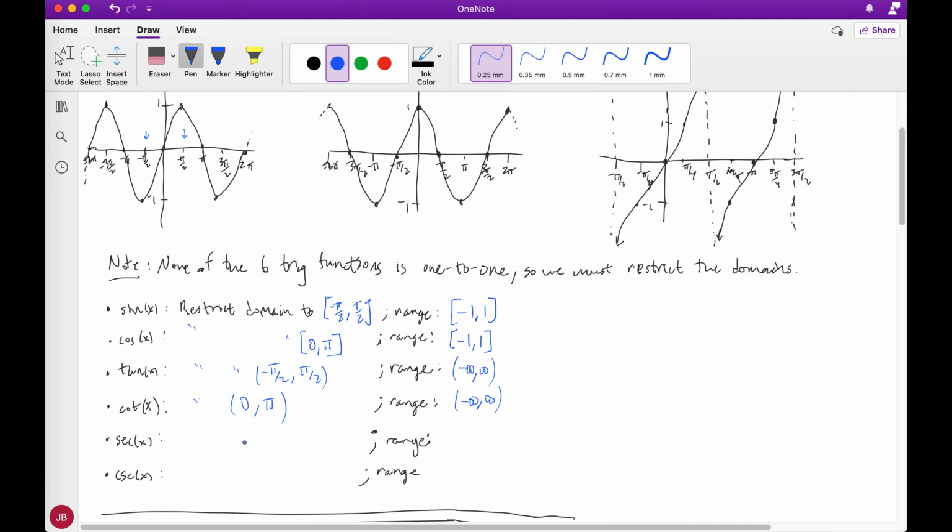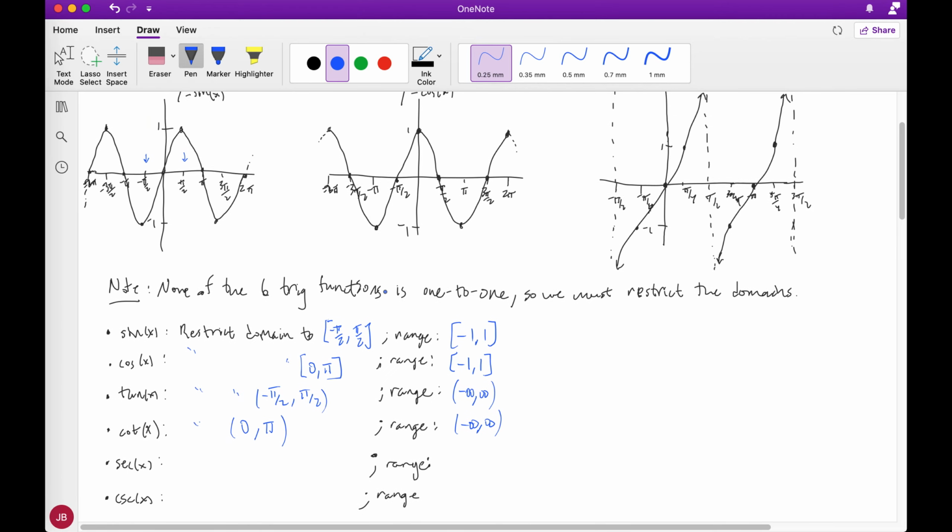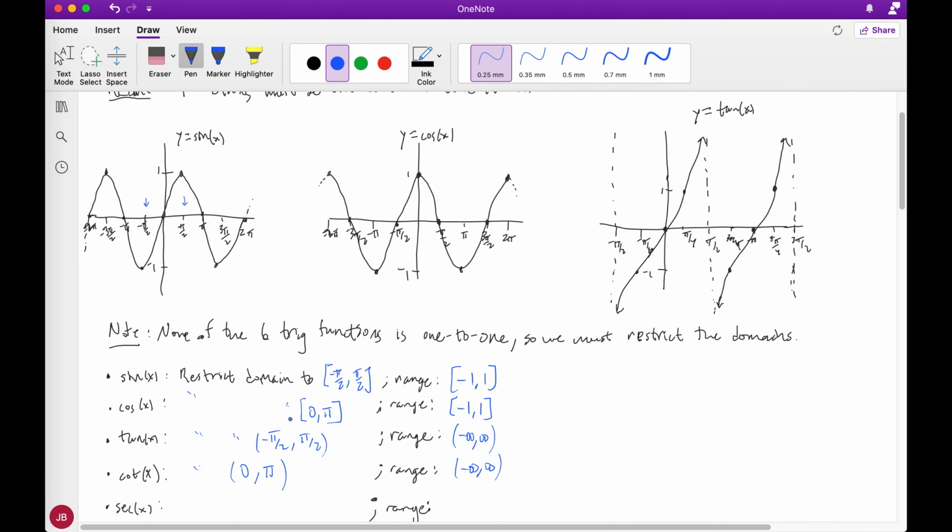The secant and cosecant get a little bit more confusing, but let's look up here. The secant is the reciprocal of the cosine graph. And let's see, what do we know? We know that the secant graph would have asymptotes everywhere the cosine equals 0. Okay, and so then the graph kind of goes like this, and like this, and so forth, right?